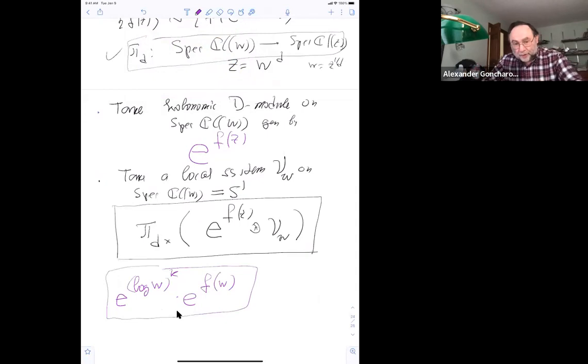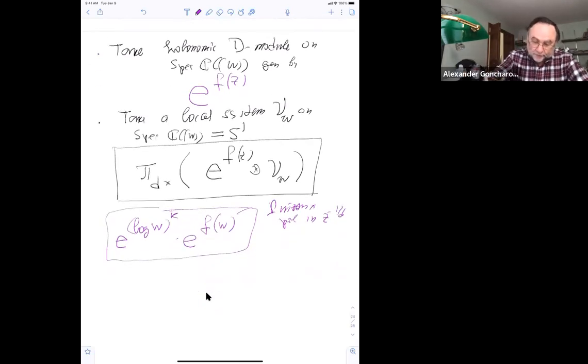So what's important about this function f is only its singular term. So it's actually a Puiseux polynomial in Z to minus 1 over D. And then the differential equations they satisfy, that's your differential equation.